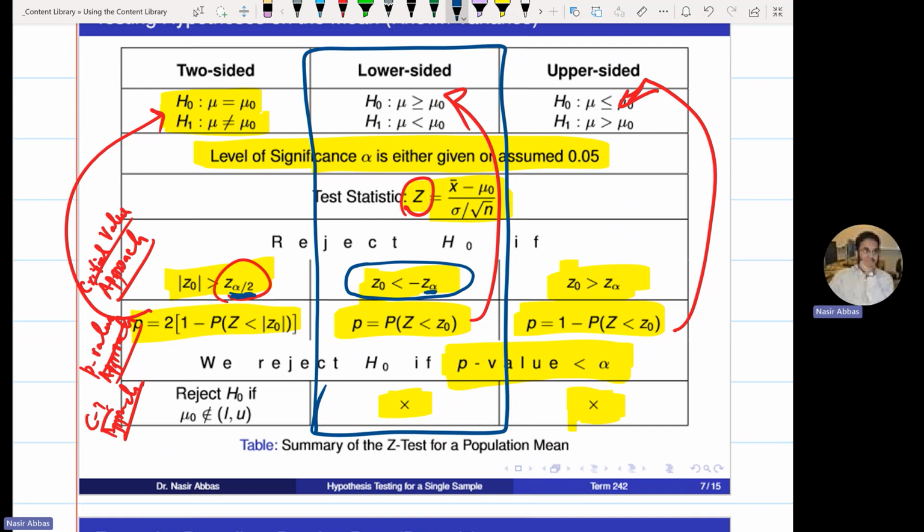What is alpha? Alpha is the level of significance. And read here what is written about alpha. What does the table say? The table says that the level of significance alpha is either given in the question. And what if it is not given in the question? We assume it to be 0.05.